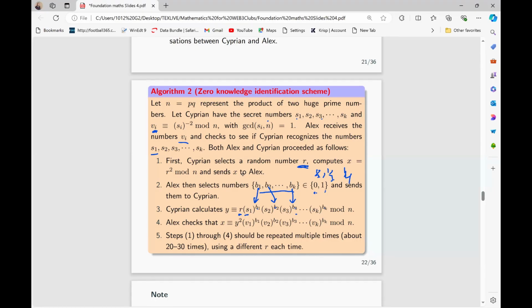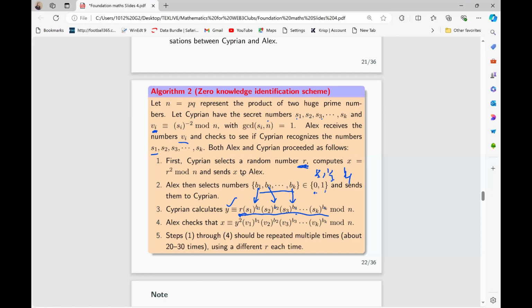So raise to S1, S2, and then multiply by R. You know it's you who chose the R. And when you chose R, you did not send R to Alex, you sent him R square. And now since you have the R, multiply by R, and then send Alex the product. Call it Y and send him.